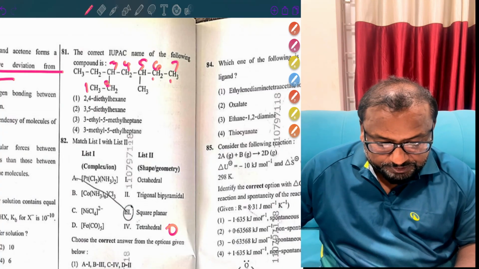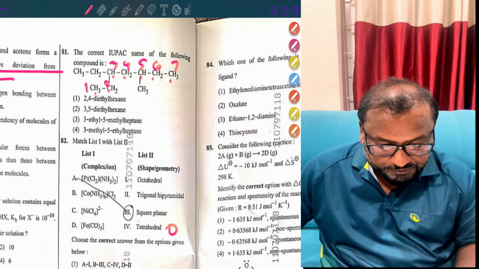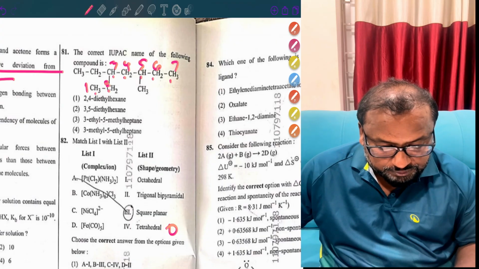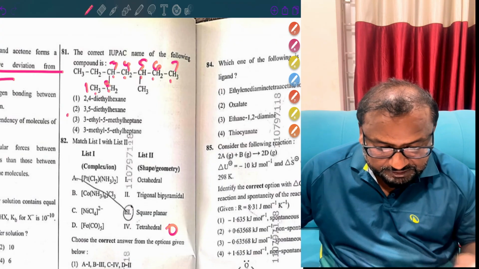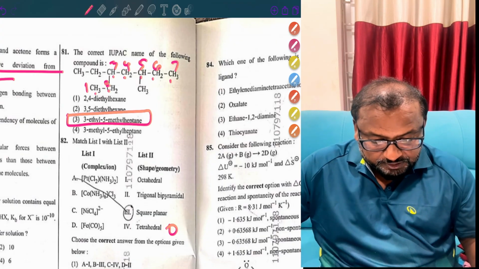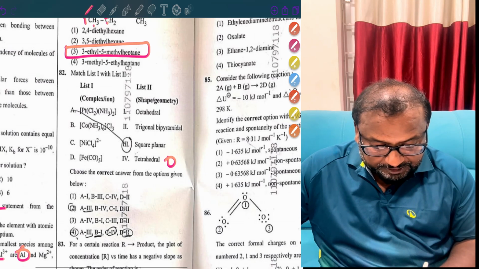81 is again IUPAC name. So numbering should be starting from here 1, 2, 3, 4, 5, 6, 7. 1, 2, 3, 4, 5, 6, 7. The same way, got it. So it should be 3-ethyl 4-methyl heptane.